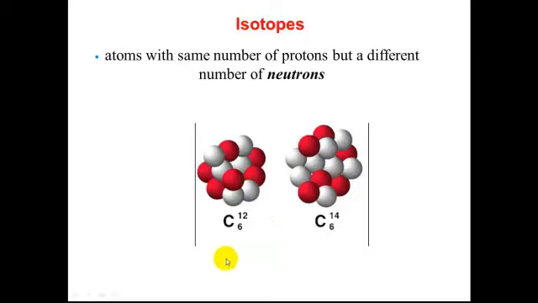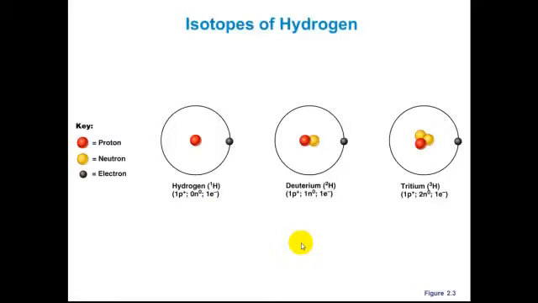The atomic weight then would be the average of all of the carbon-12s and the carbon-14s. We can see this example with isotopes of hydrogen. Hydrogen has 1 proton, 0 neutrons, and 1 electron. If we add or change the number of neutrons, we change this to deuterium, which has 1 neutron, or tritium, which has 2 neutrons. These are all isotopes of hydrogen.